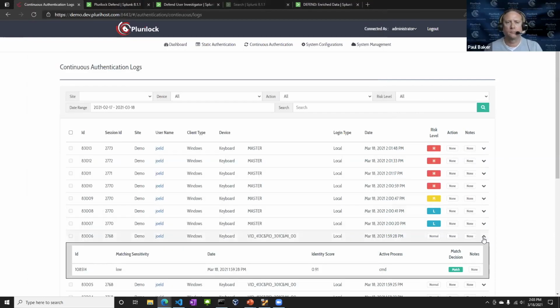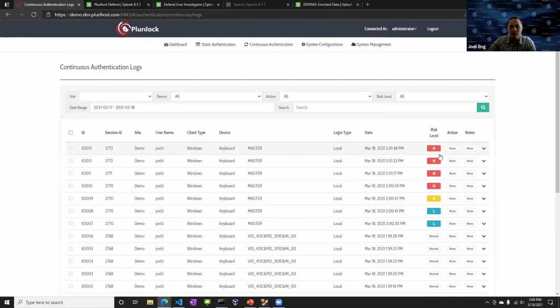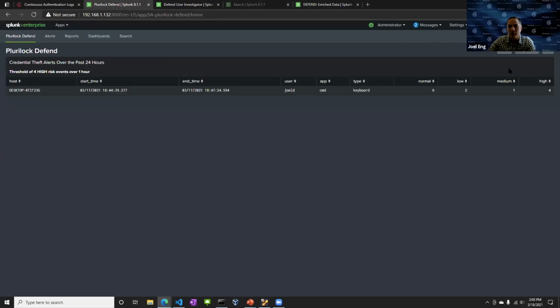Alrighty. You'll notice that this is what credential compromise looks like in our environment. It's simply an escalation of risk. And this risk is not necessarily that Paul was doing anything wrong. Every single thing that he did was technically authorized. I was actually using the exact same application, but in this case, it just wasn't me using the keyboard.